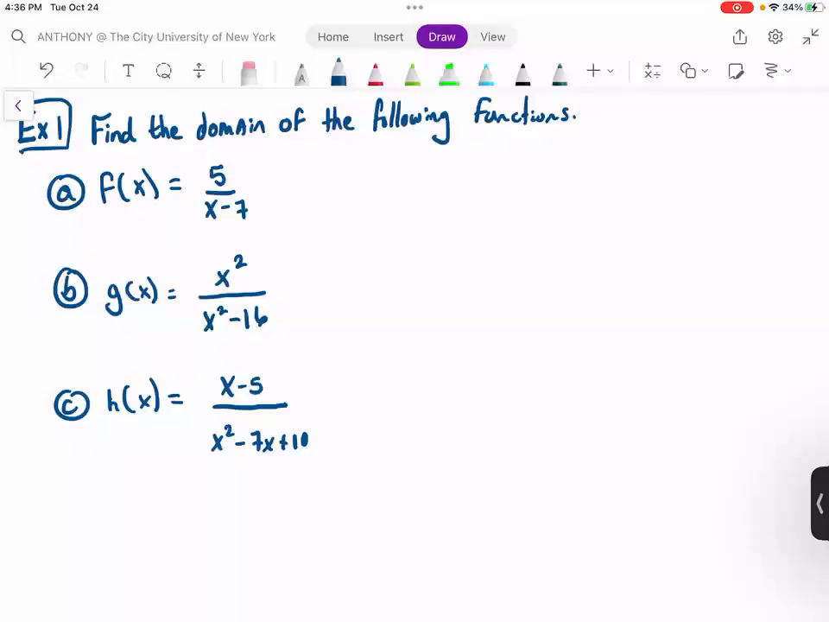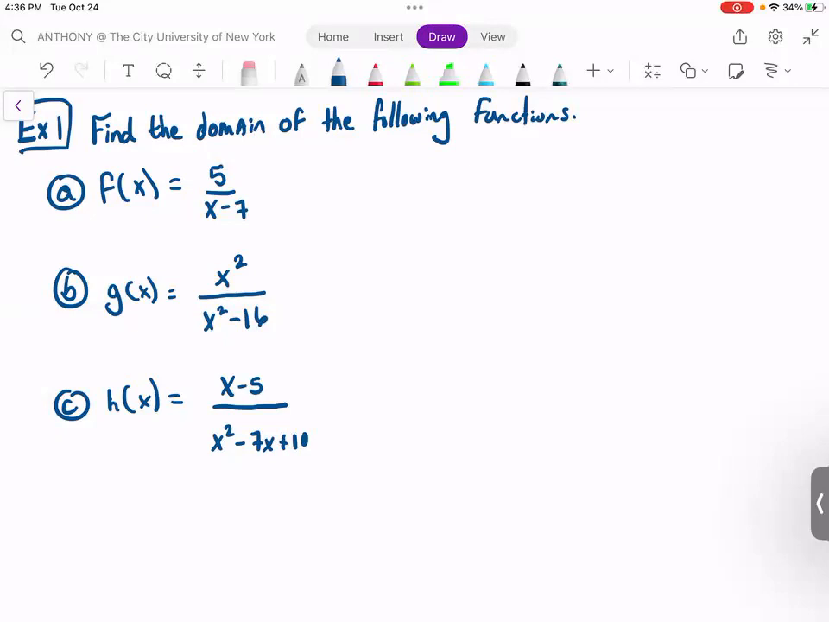Alrighty. So in example one, we want to find the domain of the following functions. Part A states f of x equals 5 over x minus 7. Part B states g of x is equal to x squared over x squared minus 16. And part C states h of x equals x minus 5 over x squared minus 7x plus 10.